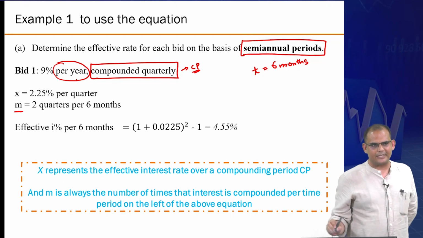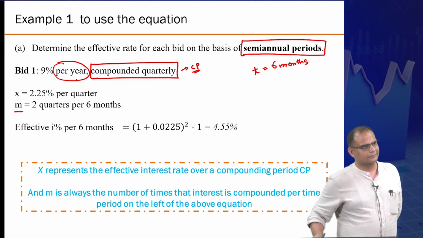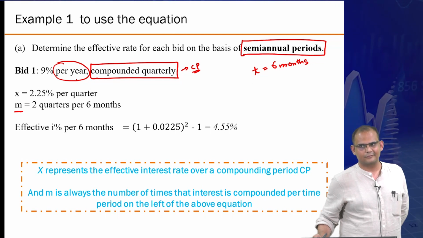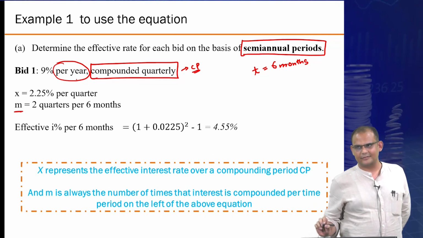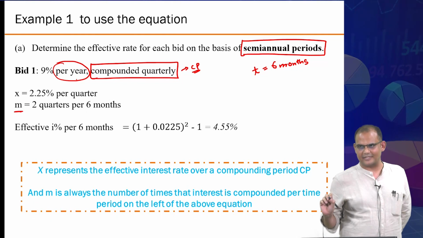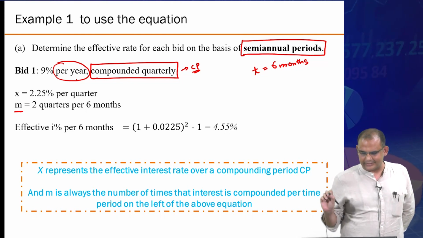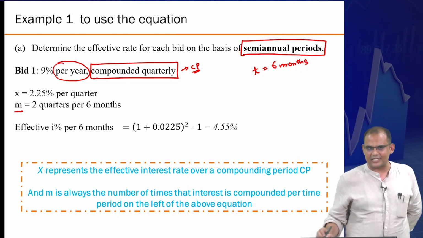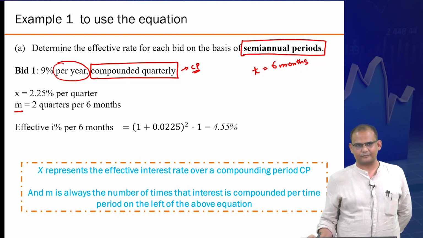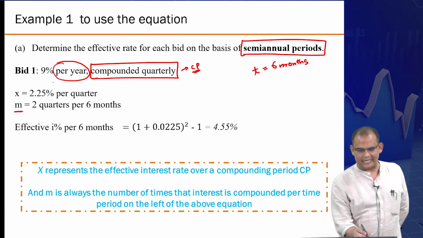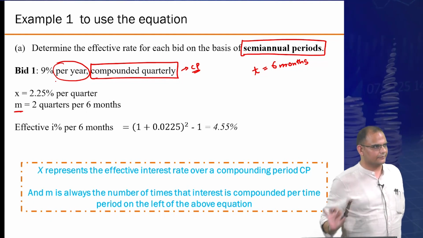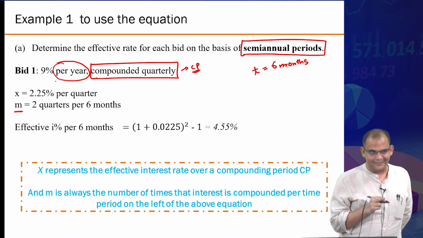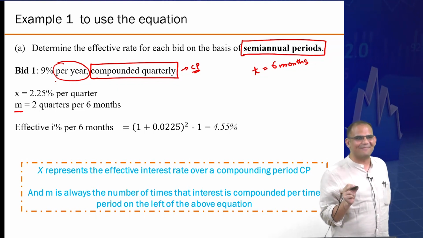But he has said 9% per year. CP is quarter, T is 6 months. But why are you not taking M as 4 is my question. The vendor has clearly said 9% per year. For calculating X, you have to take M as 4, and so that's the tricky part here.